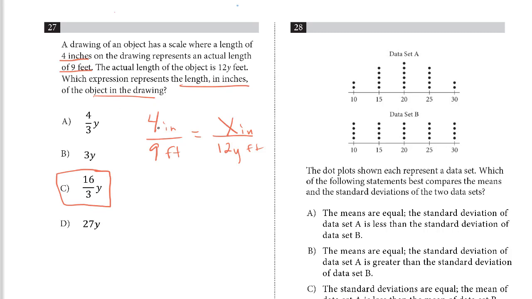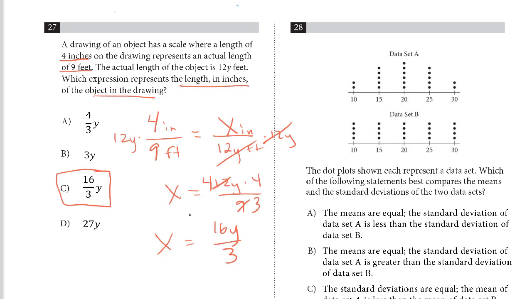Now, let's continue with the algebra and solving our proportion equation. So I'll cross multiply here. Actually, really, I'll just multiply by 12y on both sides to get rid of the denominator on the right side. 12y's cancel. X equals 12y times 4 over 9. Well, 12 over 9 reduced to 4 over 3. X equals 4 times 4, which is 16y over 3. Sure enough, that is answer C, 16/3 y.